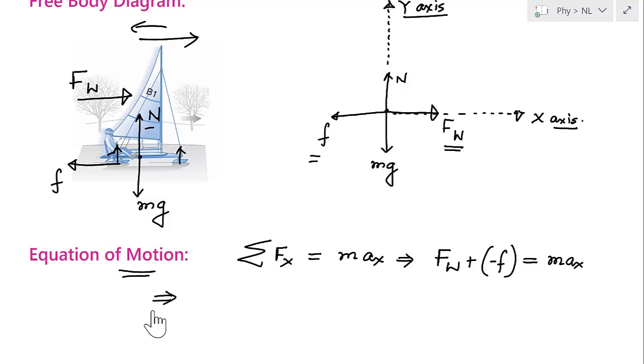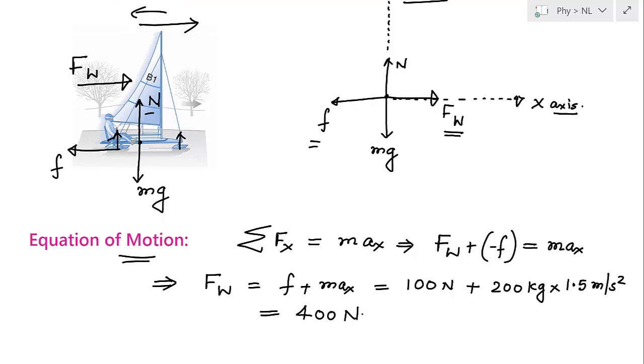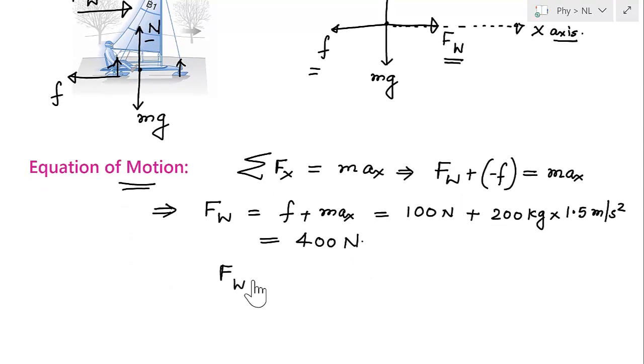If you plug in all these values, we can calculate the magnitude of the force due to the wind. So we can write Fw equals F plus ma_x. Friction force is given, that is 100 Newton, mass is given, that is 200 kg, and acceleration is 1.5 meter per second square. If I plug in all this, it will come to 400 Newton. So the magnitude of the force applied by the wind is 400 Newton in this case.